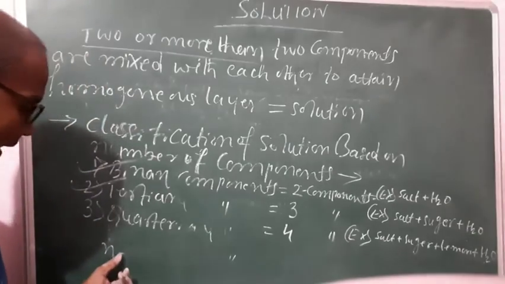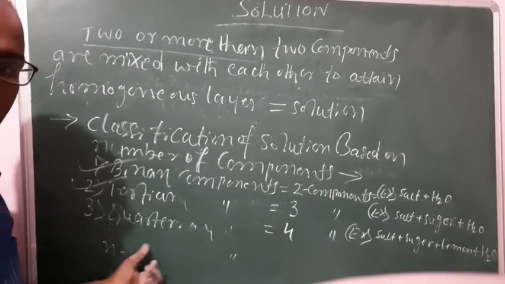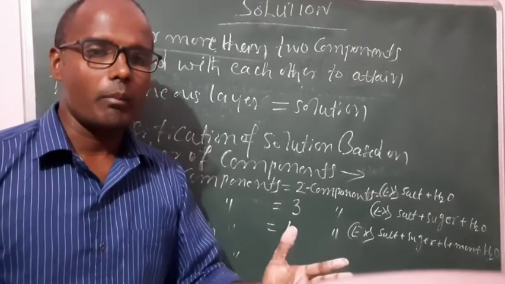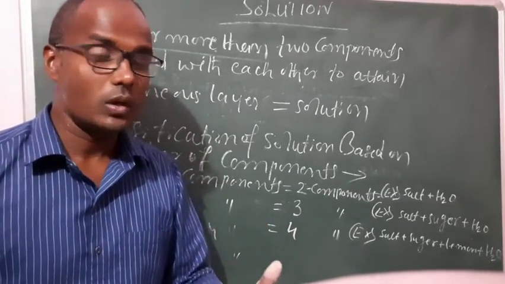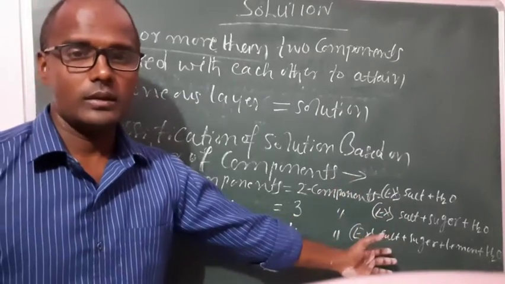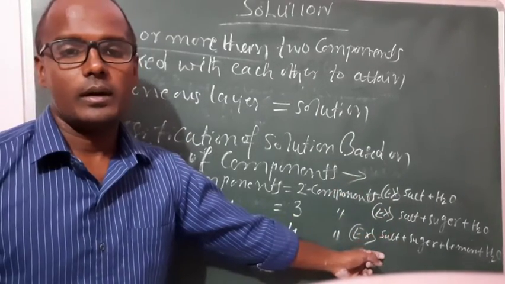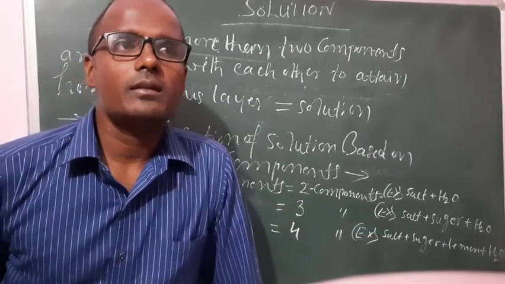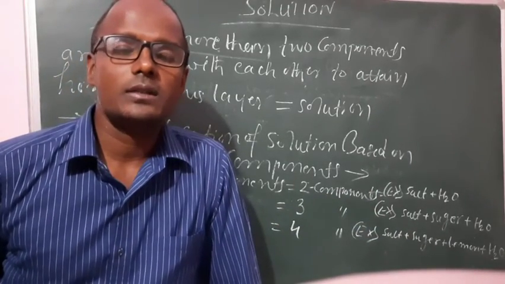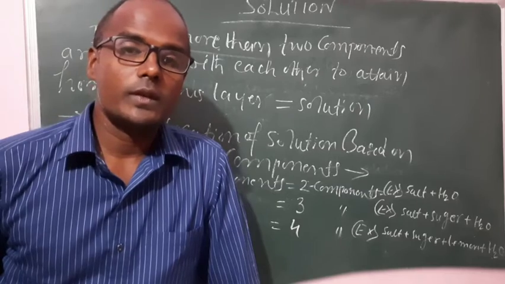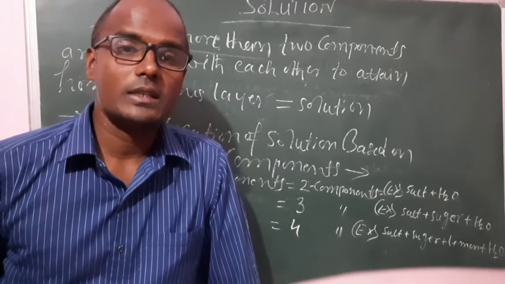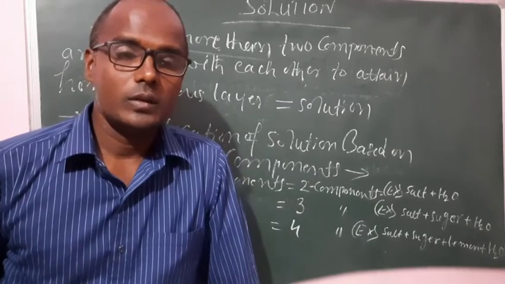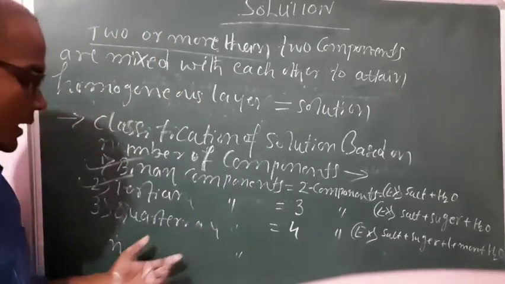So what is meant by n number of components? N components means more than four components or many components are used to prepare the solution. That we call n number of components. Right. So for n number of components, you may take the example of soft drinks. A soft drink is prepared using phosphoric acid, nitric acid, sulfuric acid, carbon dioxide gas, water, etc. used to prepare the solution, that is n number of components.